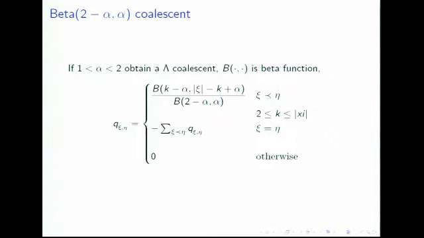And so these are the rates that come out of this. This is the number of active lineages that are waiting to coalesce, and you coalesce k of them with this rate, where b is the beta function, and here is this parameter alpha.